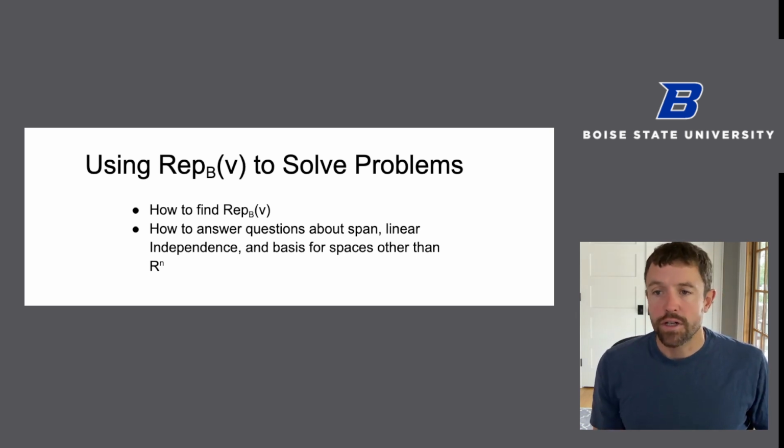There are two things I want to show in this video. First of all, if we're going to use this to solve problems, we need to know how to actually represent vectors in terms of a basis. And so that'll be the first thing I'll do, is give you two examples where we can figure out how to find rep B of v. And then I want to take our ability to do that and apply it to answering questions about span, linear independence, and basis in spaces other than Rn.